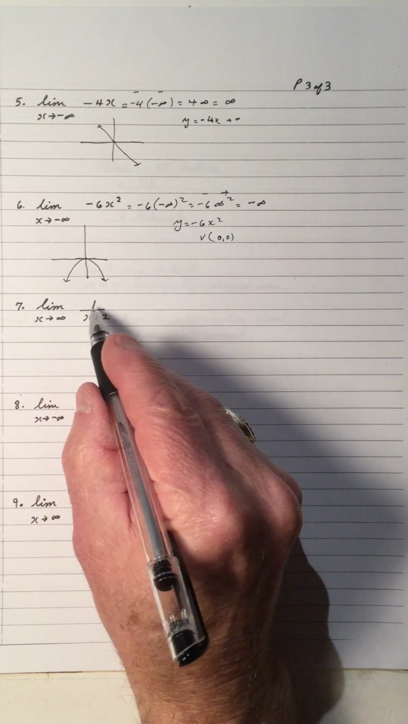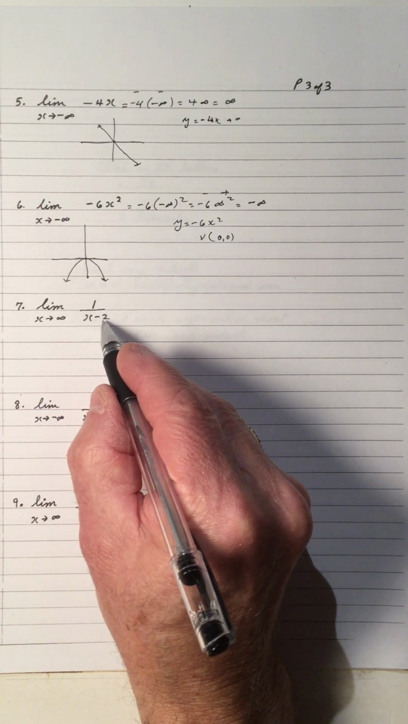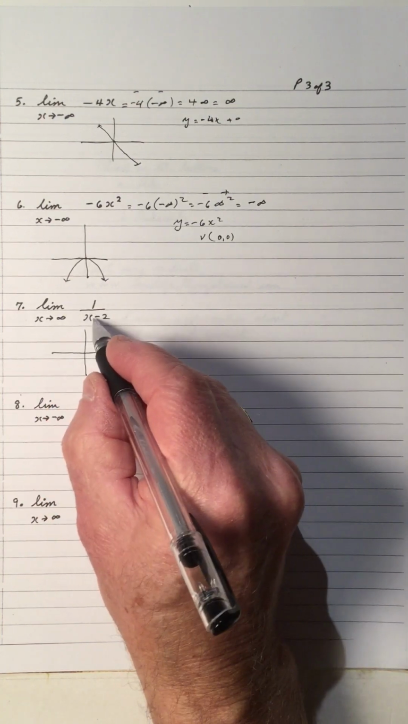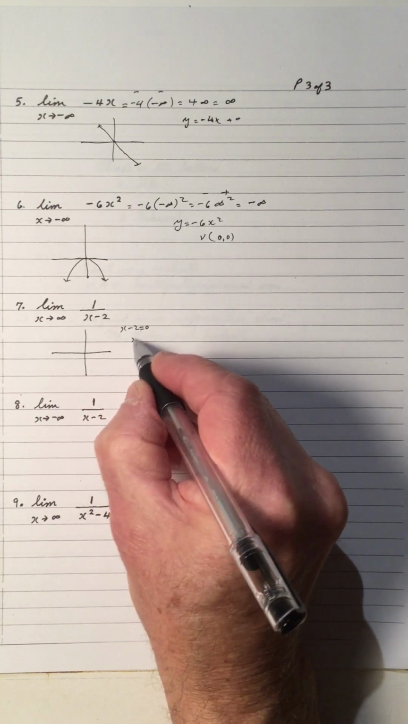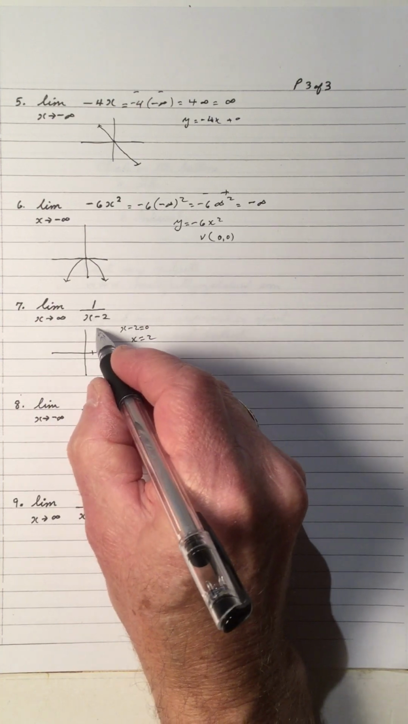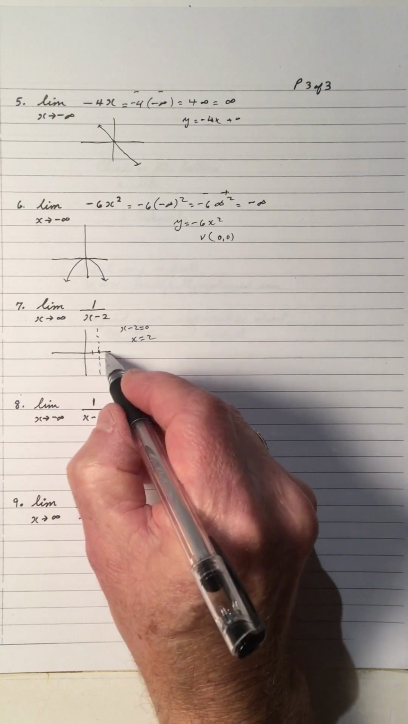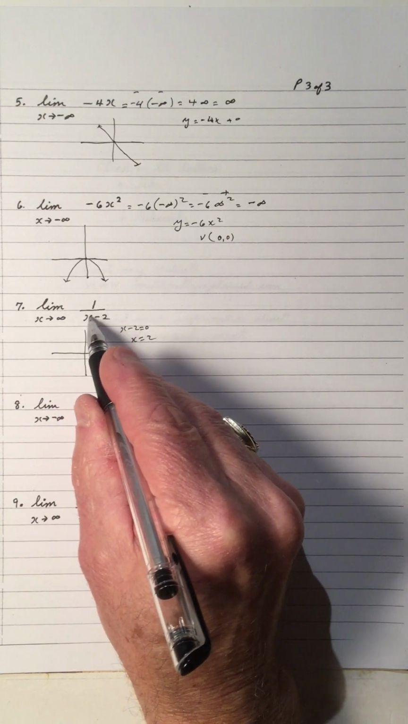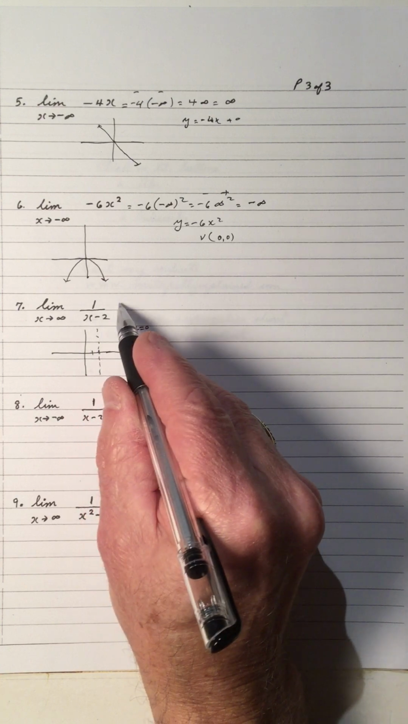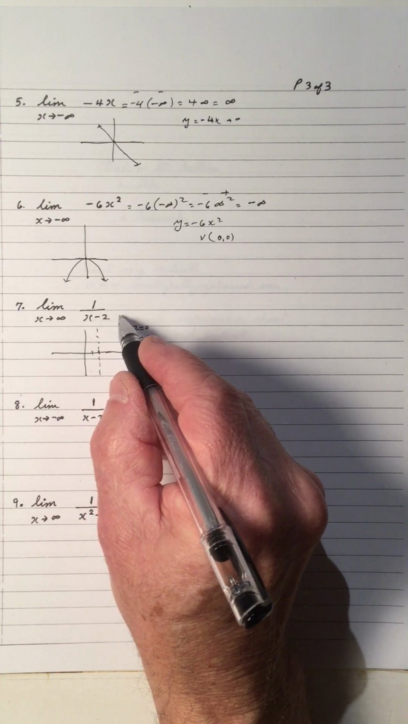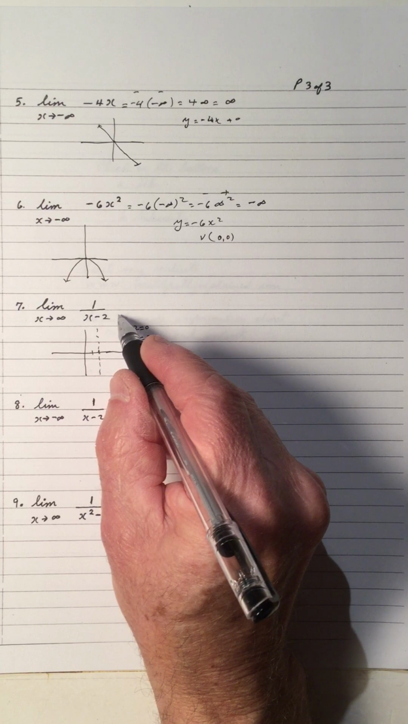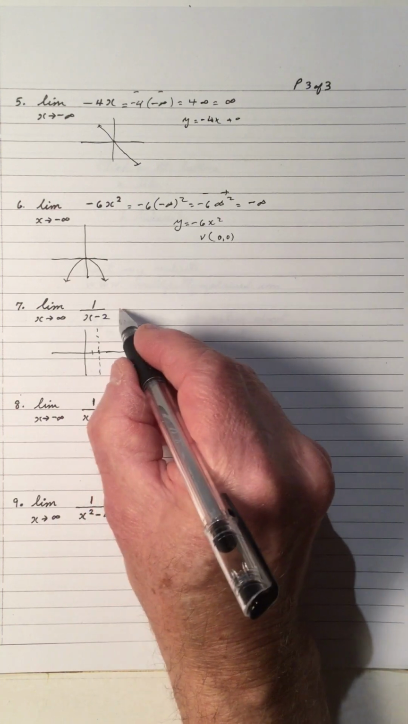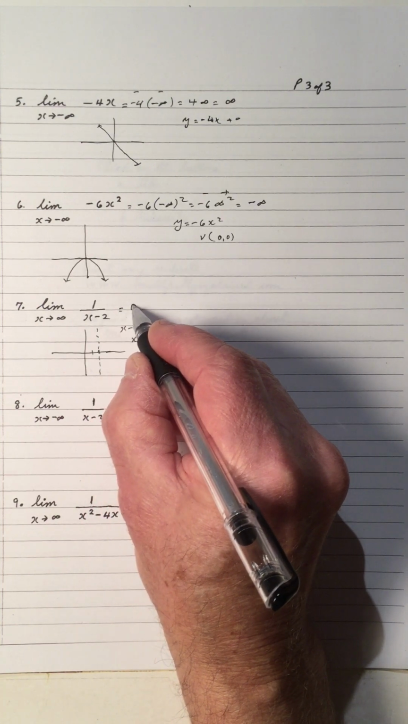And number 7, the limit of 1 over x minus 2 as x goes to infinity. Well, x minus 2 is equal to 0 when x equals 2, so there is a vertical asymptote at x equals 2. As x goes to infinity, x minus 2 is going to infinity, so we get 1 over infinity, and the denominator is getting larger and larger, so that means you're going to 0. So the limit on this one is 0.